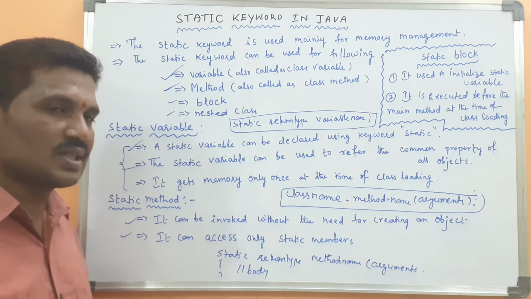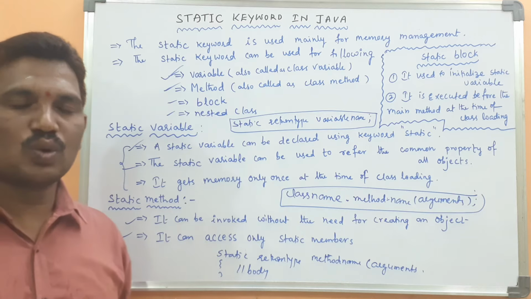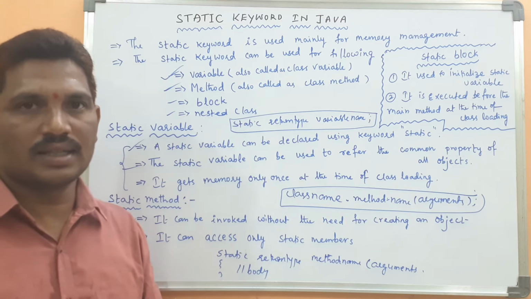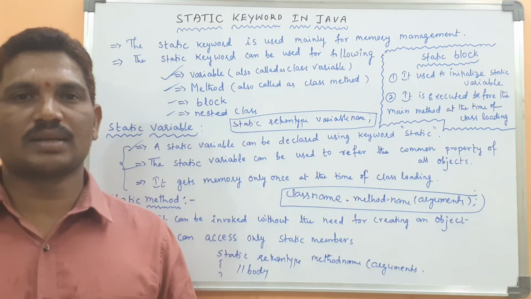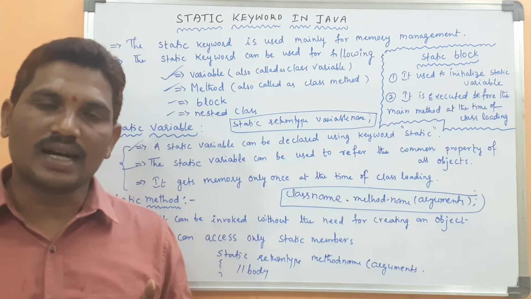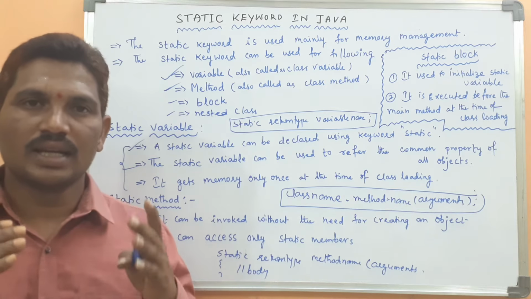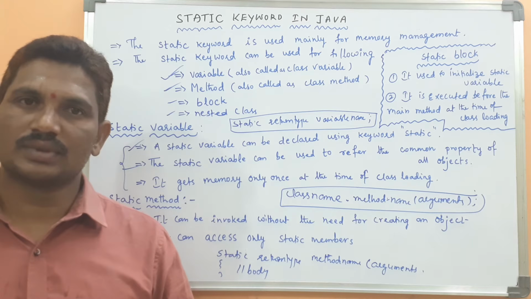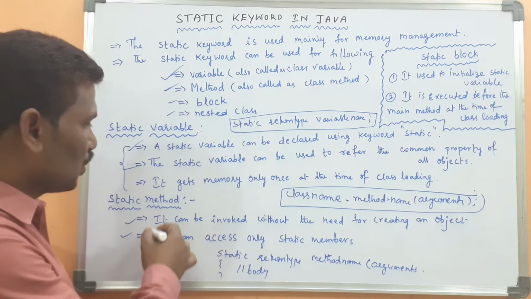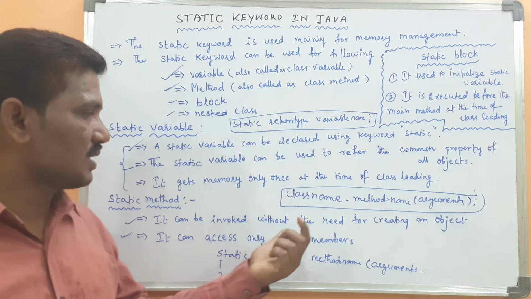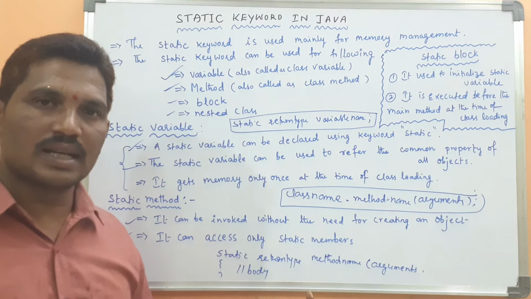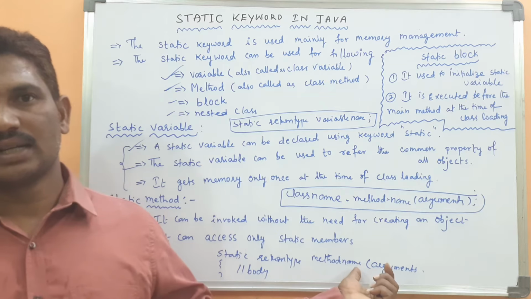Then another use of the static method is that it can access only static members. Members means either static variables or static methods. From a static method, we can access only static variables or static methods. But non-static members can't be accessed by the static method. Got my point? I will tell you at the time of writing the example. There are two advantages of the static method: one is to call it without the need of an object, and the other is that it can access only static variables and other static methods.